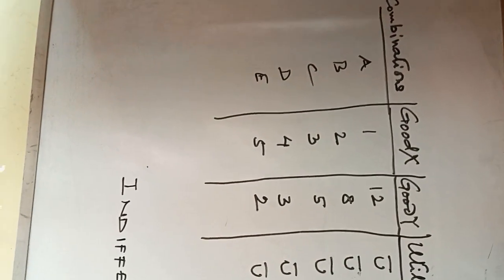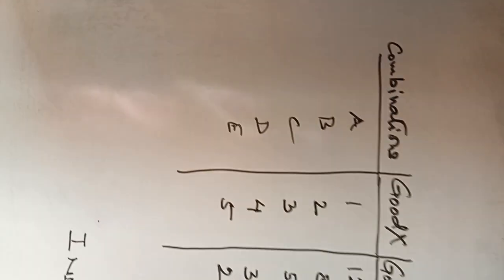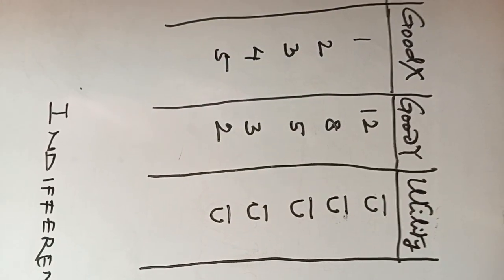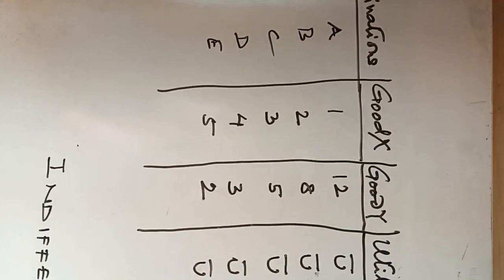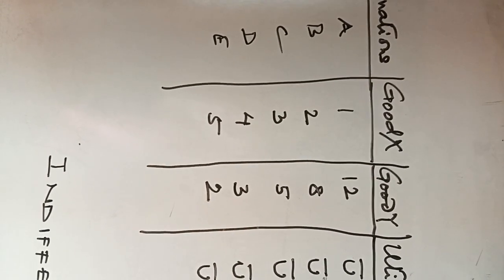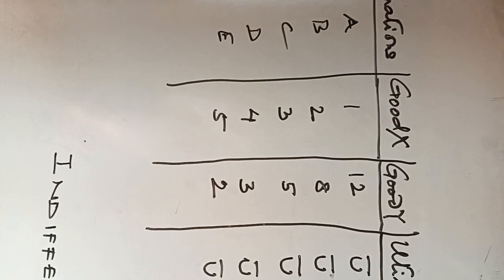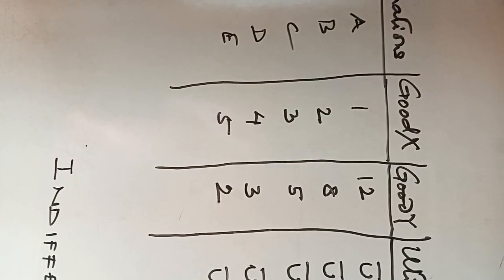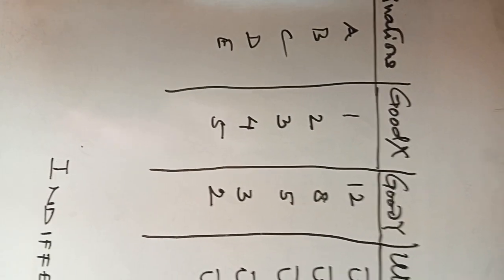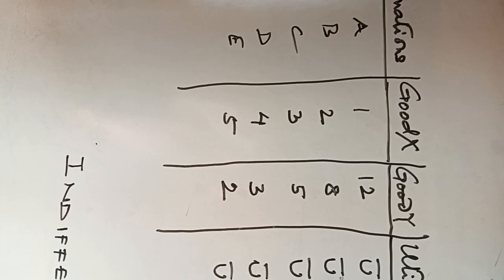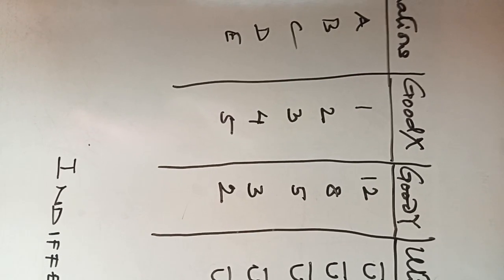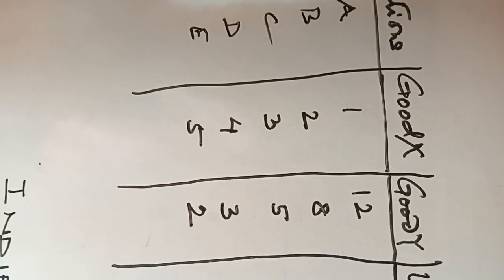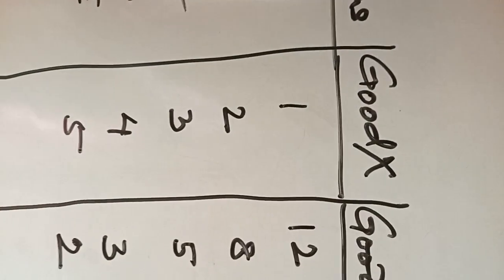You can see the table in which first column combinations, second column good X, third column good Y, and fourth column utility. Let us assume that a consumer with his given money income is consuming two goods, good X and good Y, commodity X and commodity Y. One assumption is here: the consumer will spend his entire money income on the two goods. Nothing will be saved.